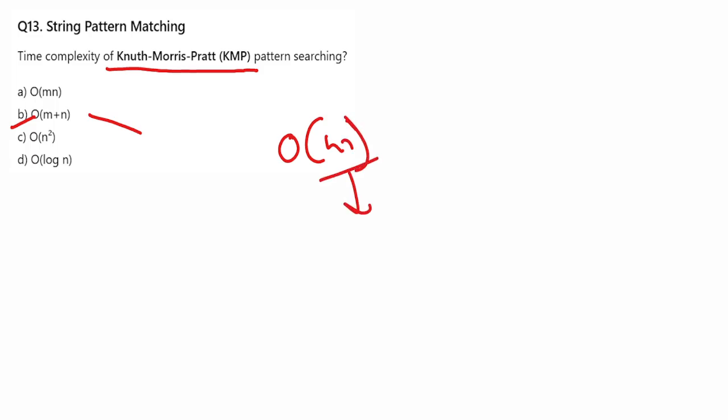Now move to the next question. Time complexity of KMP, Knuth-Morris-Pratt pattern searching. When we talk about KMP pattern searching, the time complexity is O(M + N). Option B is the correct one. Options A, C and D are not correct here. Only option B, O(M + N), because O(M) is used for preprocessing the pattern, and O(N) is used for searching. That's why the correct option for pattern searching is O(M + N).